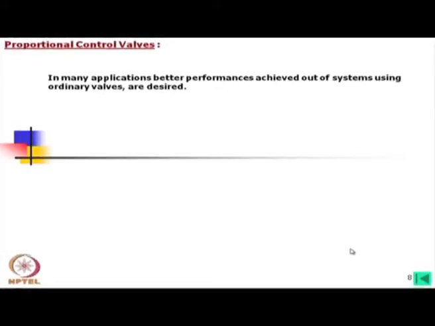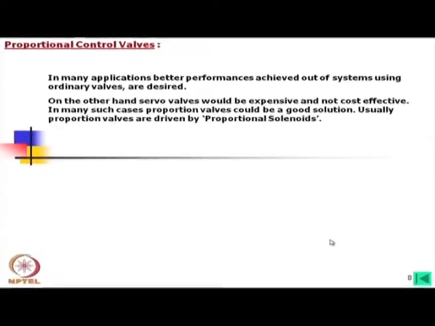In many applications, better performance is desired than what is achieved out of the system using ordinary valves. On the other hand, servo valves would be expensive and not cost effective. In many such cases, proportional valves could be a good solution. Usually, proportional valves are driven by proportional solenoids. Sometimes we use the phrase proportional control solenoids. In the case of proportional control valves, we also sometimes call them simply proportional valves.